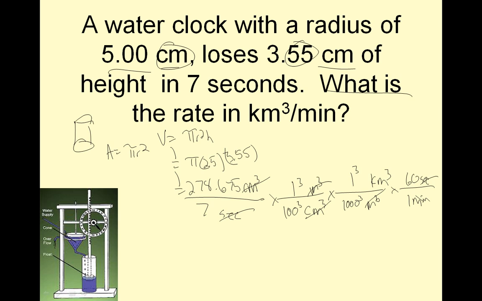So 278.765 divided by 7, divided by 100 cubed, divided by 1,000 cubed, times 60, and I get 2.39. Do I have 3 sig figs? Oh, that 7 seconds kind of ruins it. So I guess I should say 2 E negative 12. Yes. And that would be kilometers cubed per minute.